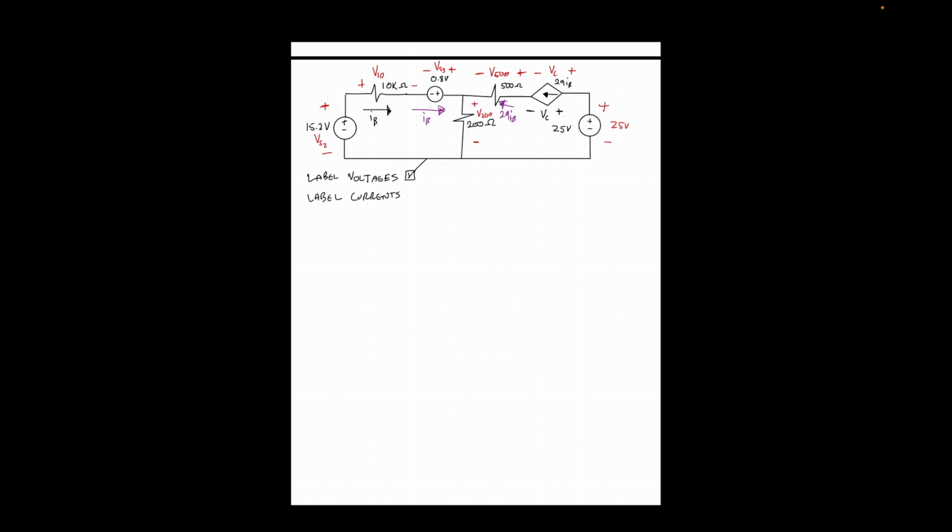Now I'm going to do another current. This current is going to come down here. It's going to go in the direction of a voltage drop, and I'm going to call it I200. Now you can choose whatever naming scheme you want. Anything works as long as it's consistent with you and you understand why you labeled it. I like to do mine after the resistor value.